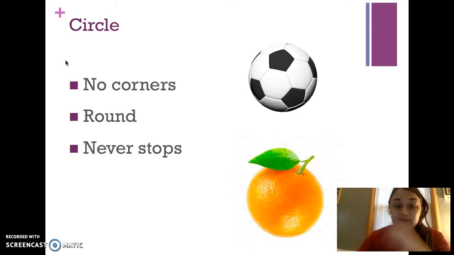My first shape that I talked about was a circle. A circle has no corners, it's round and it never stops. So I would show the kids the soccer ball and the orange to represent the shape of a circle.